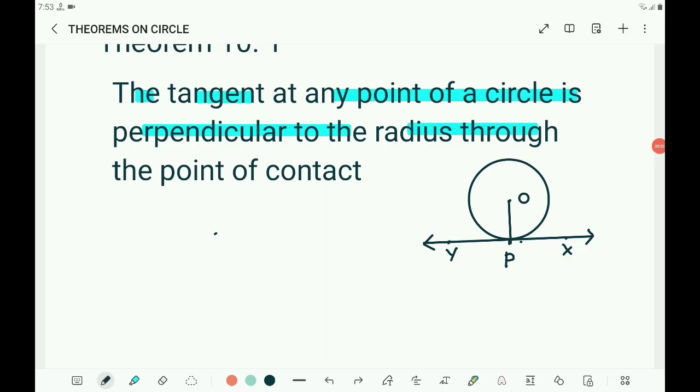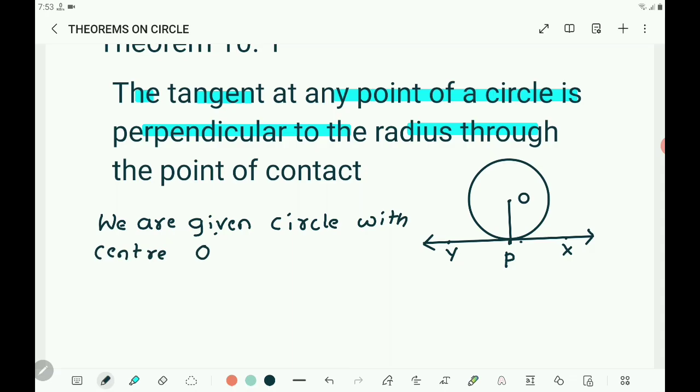We are given a circle with center O, and XY is a tangent to the circle at the point P.